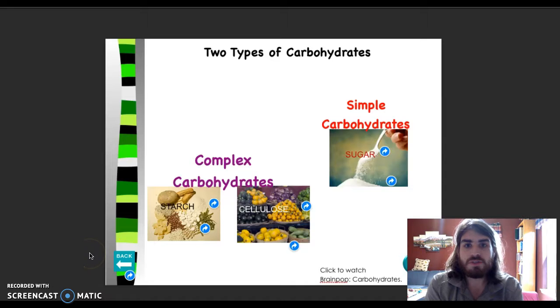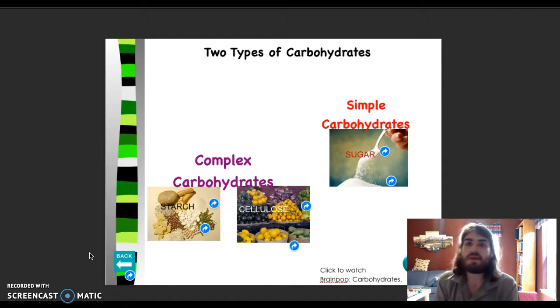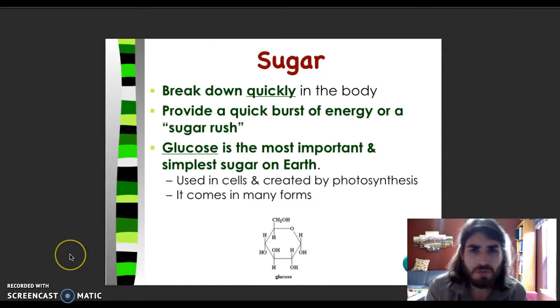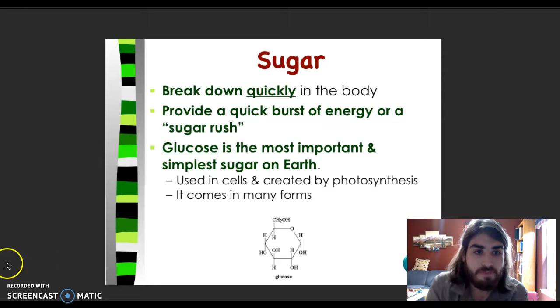There are two types of carbohydrates: simple and complex. There's only two. Simple is like sugar. Complex is starch and cellulose. Sugar breaks down quickly in the body, but it provides a quick burst of energy, or a sugar rush, as y'all might know yourselves. After lunch, y'all might feel this. Glucose is the most important and simplest sugar on Earth. It's used in cells and created by photosynthesis, which, as we all know, is the way plants get energy.